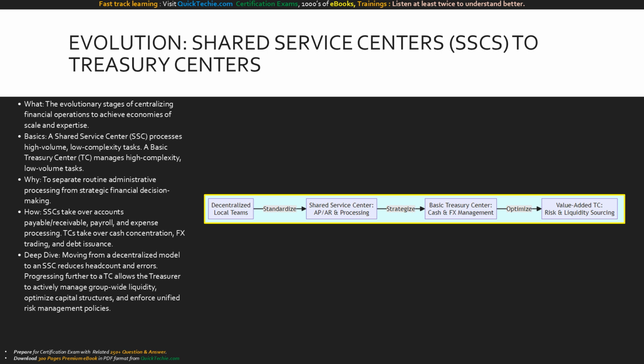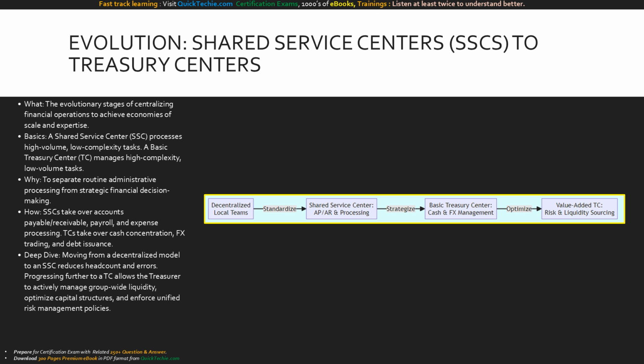How does this look in practice? The SSC takes over global accounts payable, receivables, and payroll. The Treasury Center steps in to execute multi-million-dollar FX trades, negotiate bank debt, and concentrate cash. Deep diving into this, setting up an SSC drastically cuts headcount costs and standardizes processing. Adding a Treasury Center elevates the organization, empowering the treasurer to optimize the firm's capital structure and enforce unified risk management across the globe. Let's follow the evolutionary timeline depicted in this flowchart.